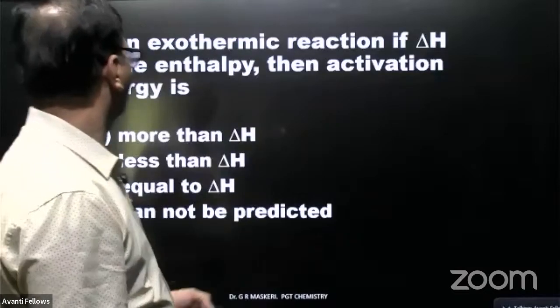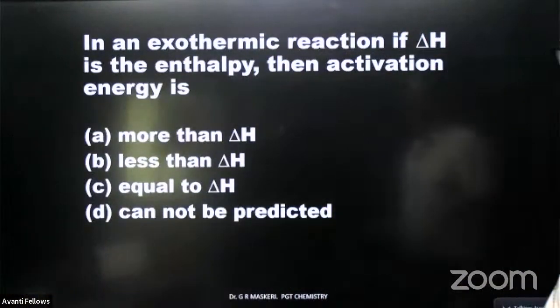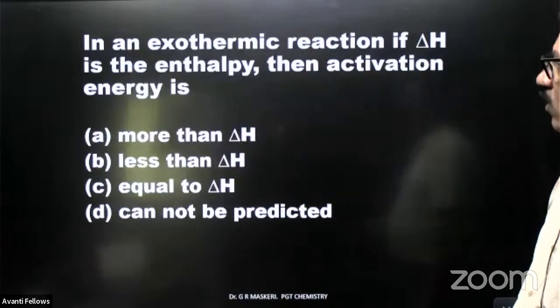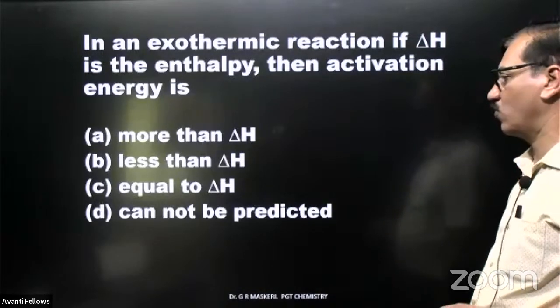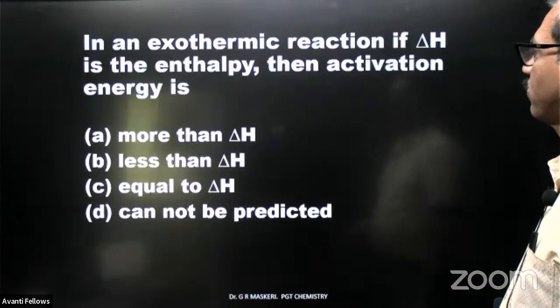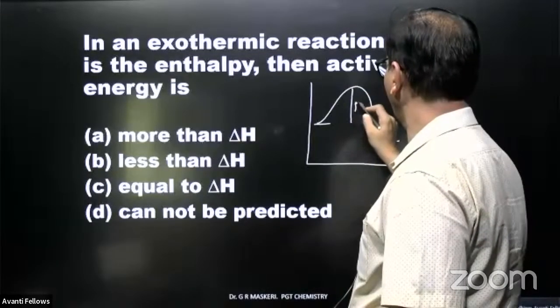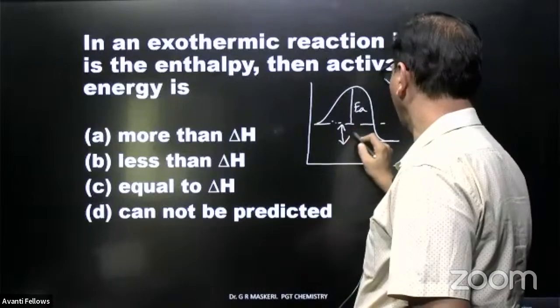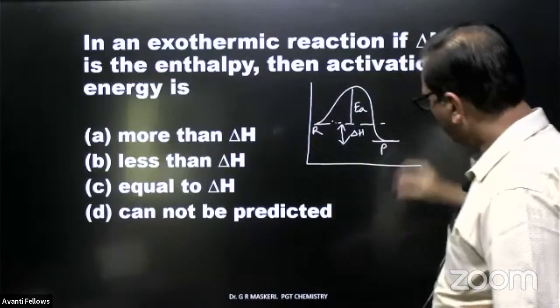Right. Now, in an exothermic reaction, delta H is the enthalpy. Then activation energy is more than delta H, less than delta H, equal to delta H, or cannot be predicted. Option B, sir. Less than delta H. Okay, this is EA. We usually write it like this. And what is delta H? This is delta H. This is the energy of the reactant and energy of the product. This difference is enthalpy.